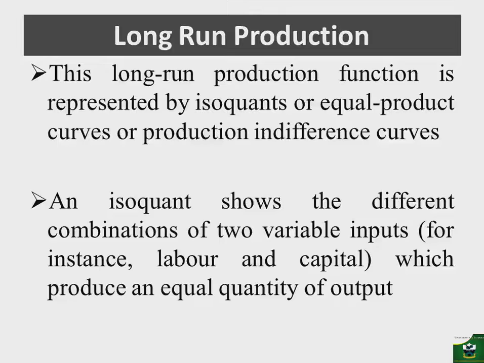So the firm is able to alter the amount of capital and the amount of labor but still remain on the same level of output. If the firm is producing 50, it will alter the inputs but still produce 50. That is what an isoquant is.